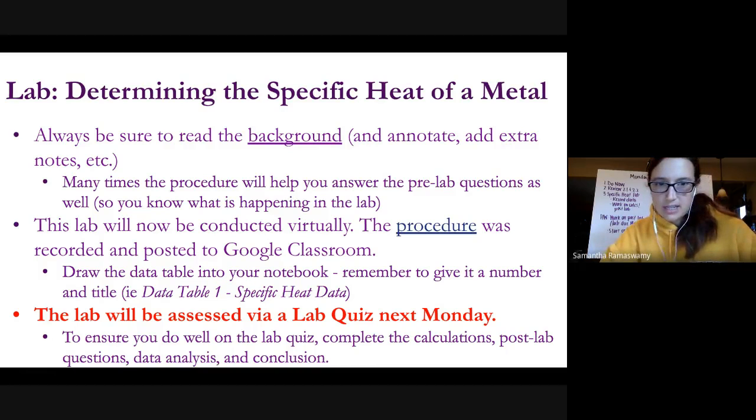There is no longer a data analysis, so I'm going to remove that. And then your conclusion. Basically, if you want to know what the lab quiz will be like, instead of your data, I will replace numbers in that data table and then just ask you questions. So based on the data I give you, can you calculate delta T? Can you do the calculations for the lab? And I'll talk more about that as we work through the week.